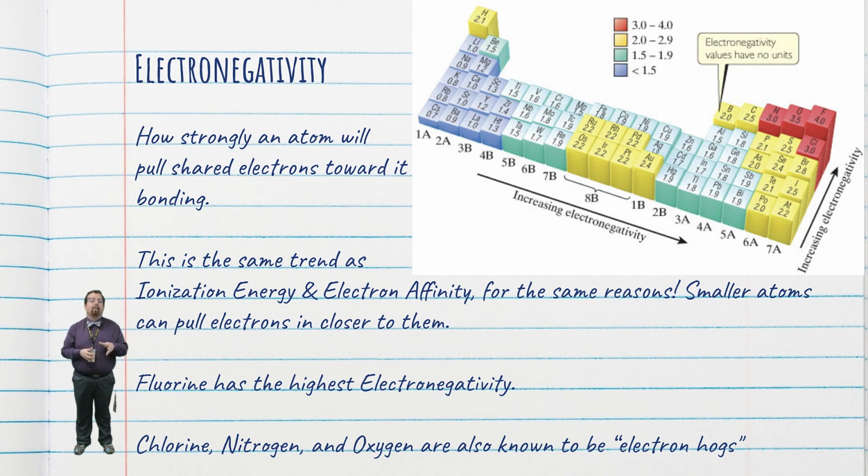Think of it like a tug of war, and the electronegativity value is the strength of that atom. The higher the electronegativity of the atom, the more those electrons get pulled toward the atom. This again gets larger as you go up and to the right, because the atoms are smaller and can attract those electrons ever so closely to it. We also ignore the noble gases here since they rarely participate in bonding.